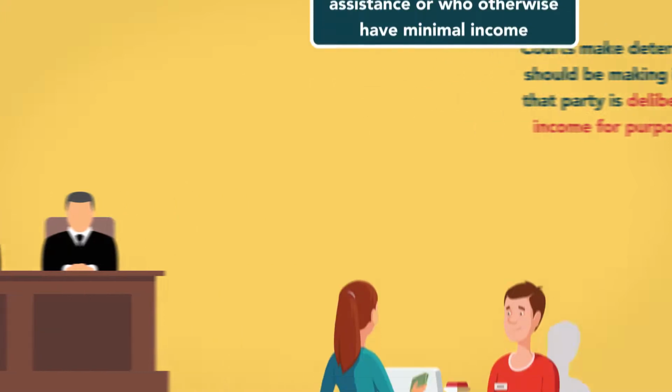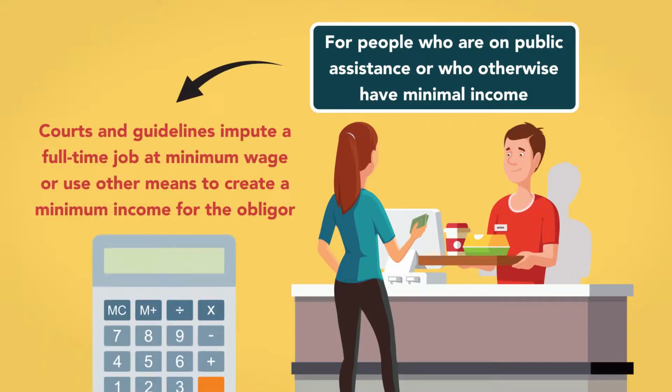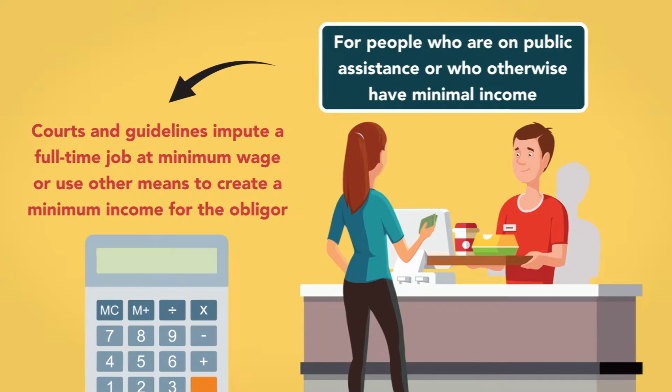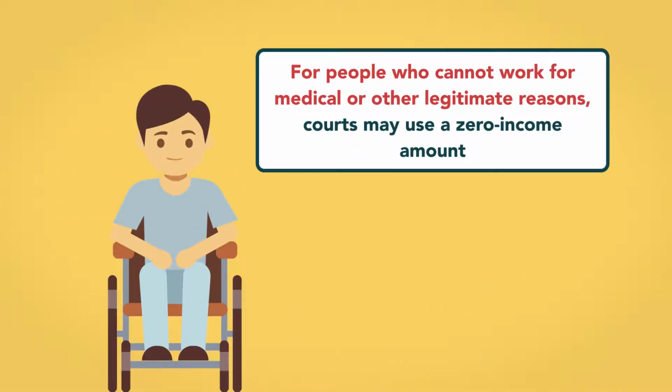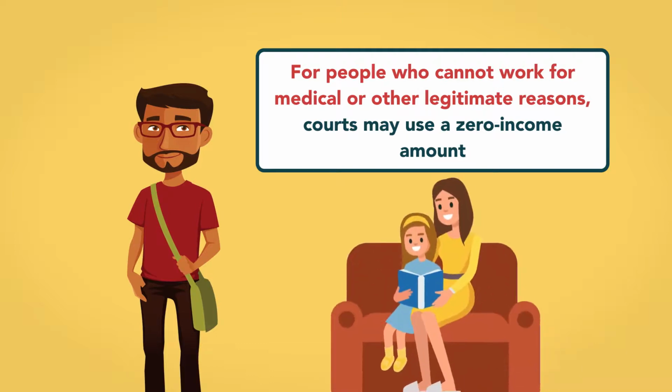For people who are on public assistance or who otherwise have minimal income, courts and guidelines impute a full-time job at minimum wage or use other means to create a minimum income for the obligor. For people who cannot work for medical or other legitimate reasons, courts may use a zero income amount. This is also true if a parent is a full-time student or if the child has needs that the parent can fulfill only by staying home.